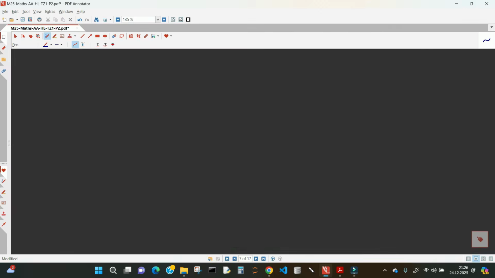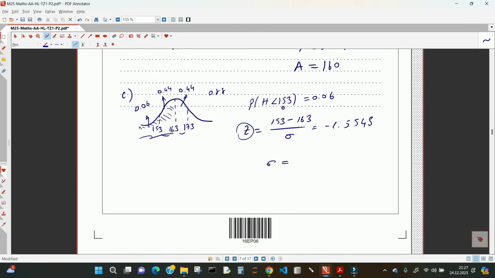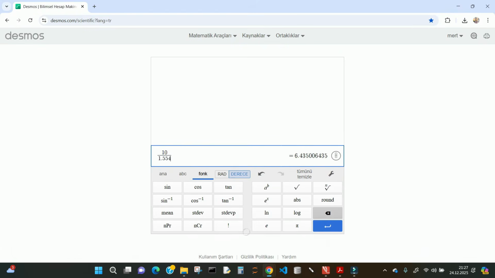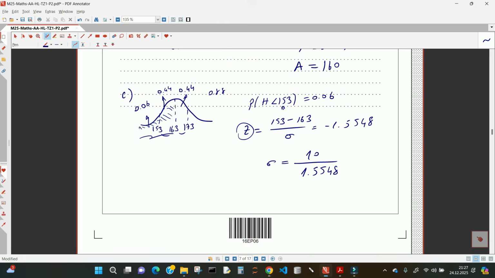Minus 1.5548. So in this case, sigma will be 10 divided by this number, which is going to be 6.43. Yeah, this is the standard deviation.